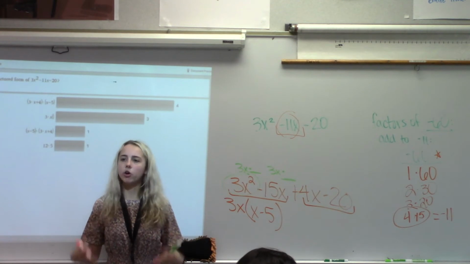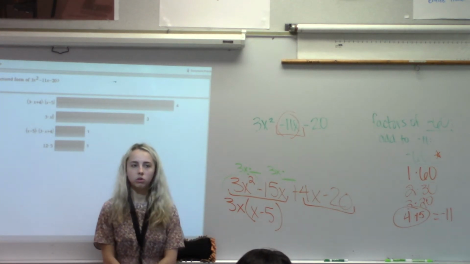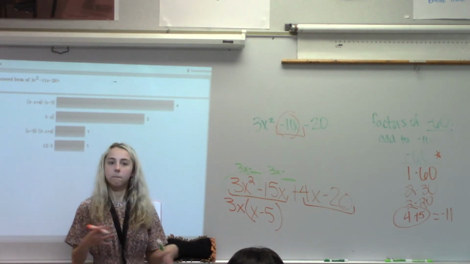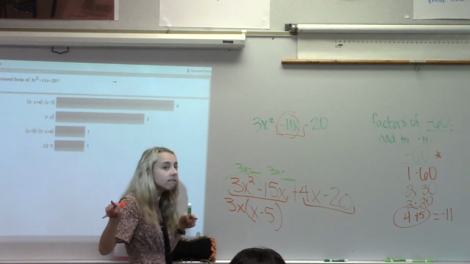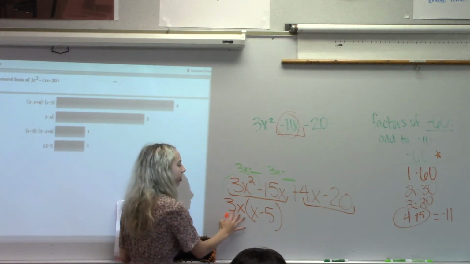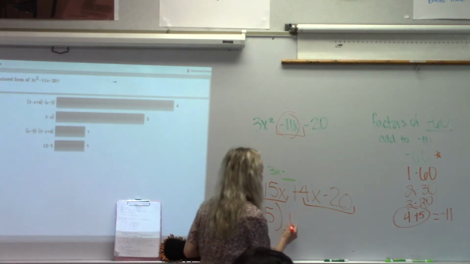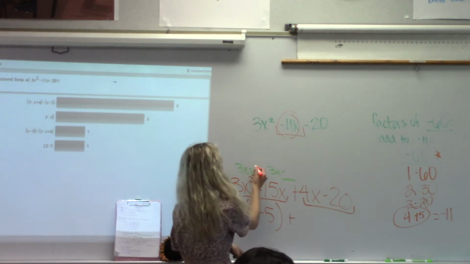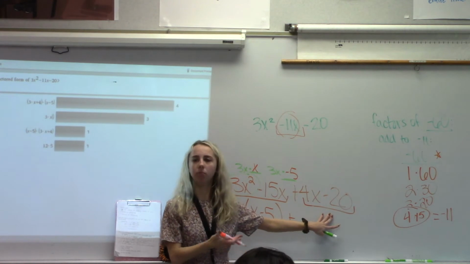Okay, so how can I check that I factored this correctly? Multiply so you can get the top. Right, just multiply it right back in. So 3x times x is 3x squared. 3x times negative 5 is... Okay, so then what about coming over here to this second group?